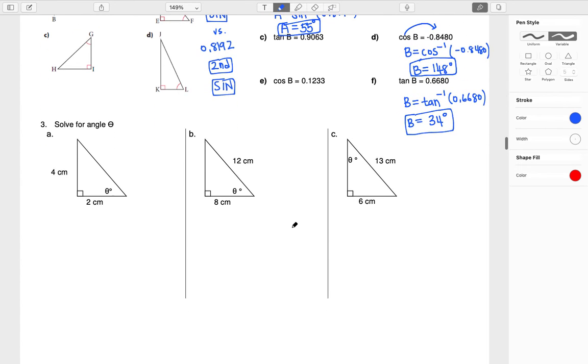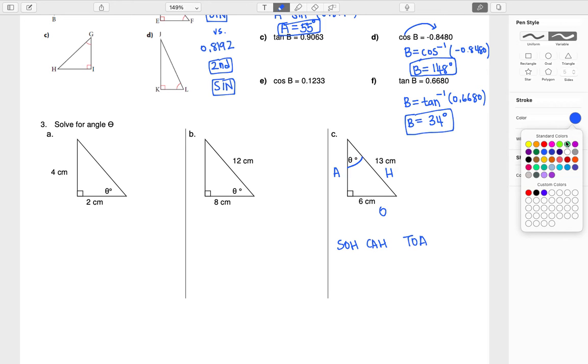Okay, so let's try some questions here. Let's take a look at letter C. So it looks like we are looking for an angle, and it's a right angle triangle. So if an angle is involved, we cannot do the Pythagorean theorem. Instead, we have to do Sohcahtoa. So this is going to be my starting angle, what I'm looking for. Let's label all the sides. So it looks like 13 is the hypotenuse. 6 is the opposite from my starting angle, and this must be adjacent. And I'm going to write down Sohcahtoa.